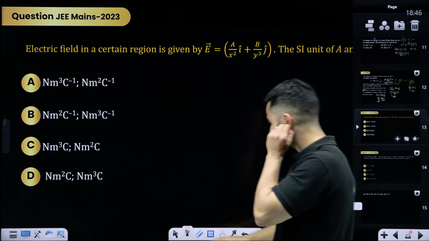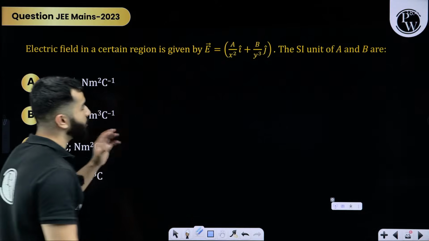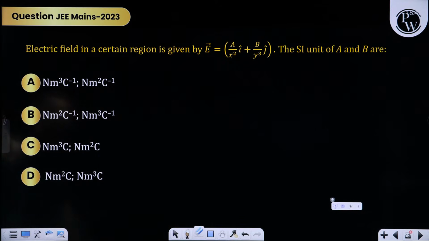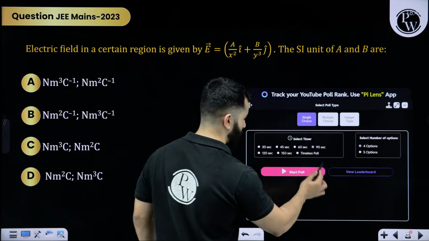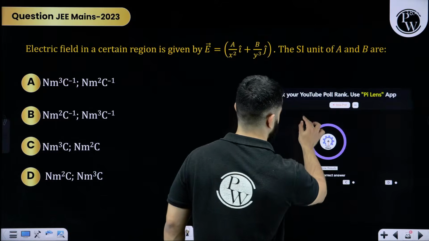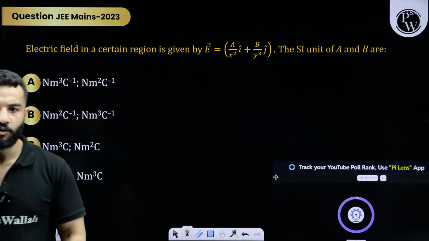One problem from, see, this is from mains 2023. They are saying electric field in a certain region is given by A upon x square i cap plus B upon y cube. You have to find out the SI unit of A and B. Done? Let me start the poll for this as well. 60 seconds. Let's start. Use simple principle of homogeneity only.